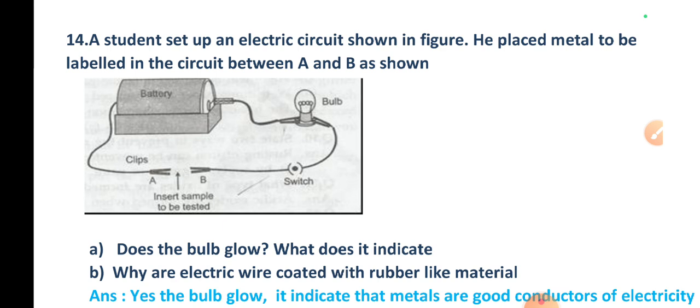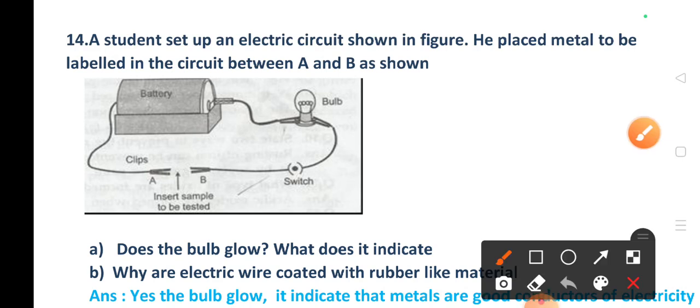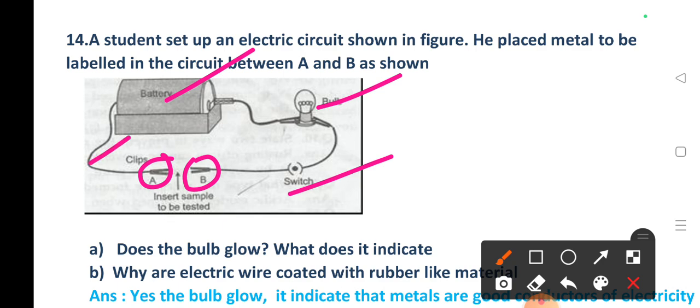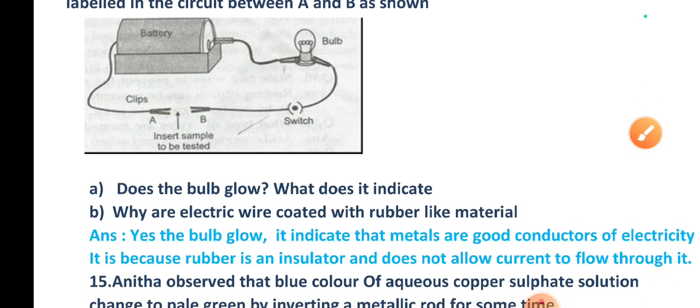A student set up an electric circuit as shown in the figure. He placed a metal to be tested in the circuit between A and B. This is one small electric circuit with a switch, bulb, battery and electric wires. In between A and B he placed a metal. Does the bulb glow? Yes, definitely the bulb glows. Why? Because we already studied the properties of metals. Metals are good conductors of electricity. That's why the bulb glows. It indicates that metals are good conductors of electricity.